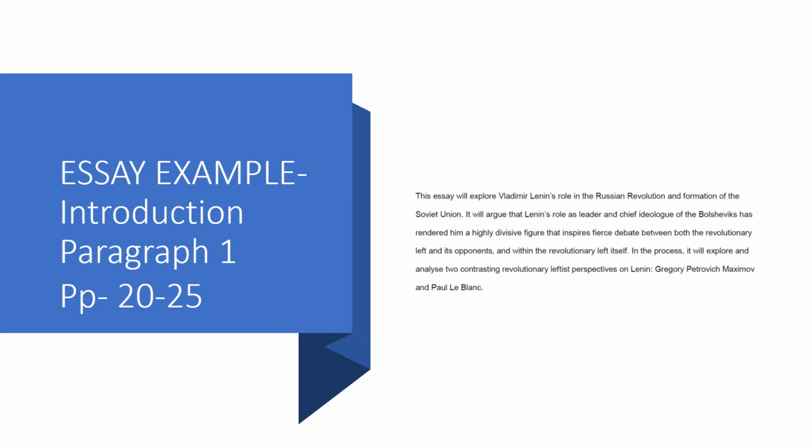This is an example that a student wrote about Vladimir Lenin, the famous communist. Let's have a look at this as an example. In the introduction, the student talks about how they're going to discuss Lenin's role as a leader and chief ideologue of the Bolshevik Revolution, and analyse two contrasting perspectives on Lenin by Maximov and Leblanc. Okay, so in the introduction, they've clearly stated who the individual is and who their two historians are.